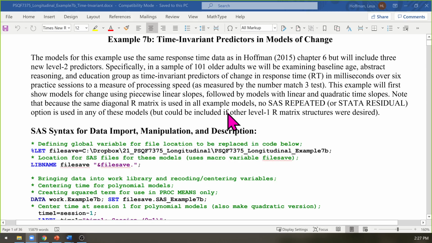So the same example data that we've been playing with throughout the semester: change in response time across 6 sessions of practice for a sample of older adults, where everybody has the same 6 sessions, so it's balanced time, and time is purely level 1. Now we're going to see to what extent that improvement with practice is moderated by chronological age of these older adults, a measure of abstract reasoning, which is a proxy for fluid intelligence, as well as educational background. So I've got 3 moderators in the story here.